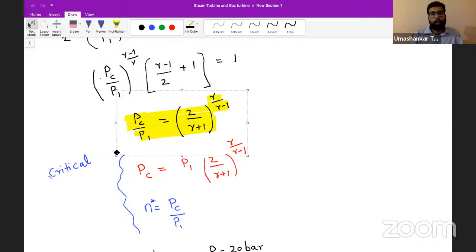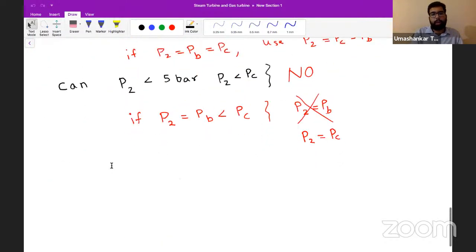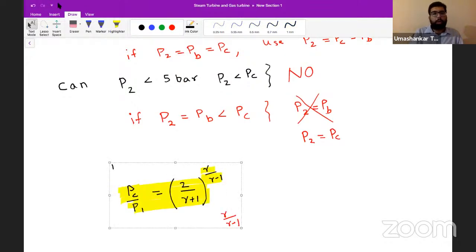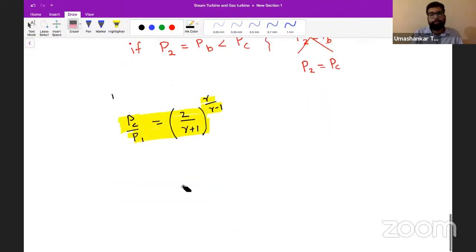Those who have done all the lectures till now must have a lot of clarity in the nozzle as well as compressible flow. Is that true or not? Correct or not?